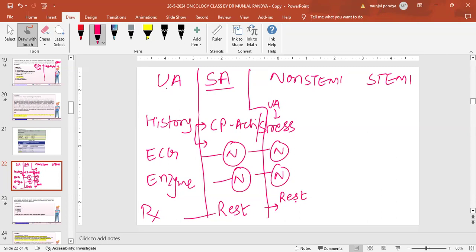Anyone, unstable angina treatment? You need to give aspirin, low molecular weight heparin, nitroglycerin. A lot of answers. Nitroglycerin, heparin. Why do you want to give heparin in unstable angina? How is it going to help in unstable angina?